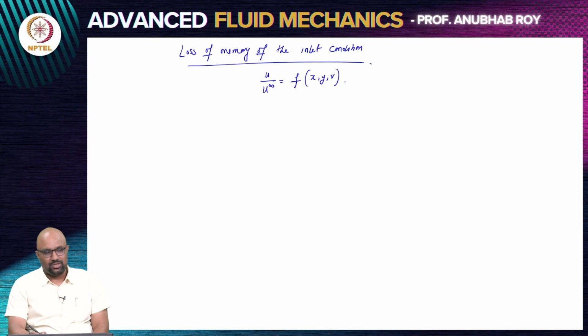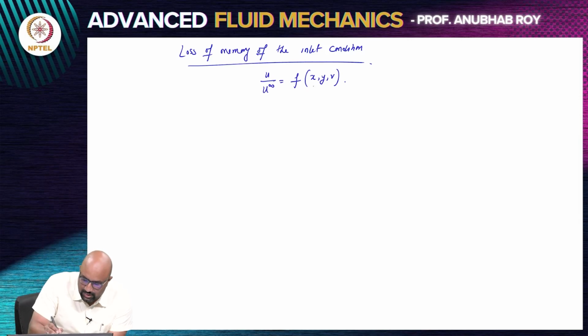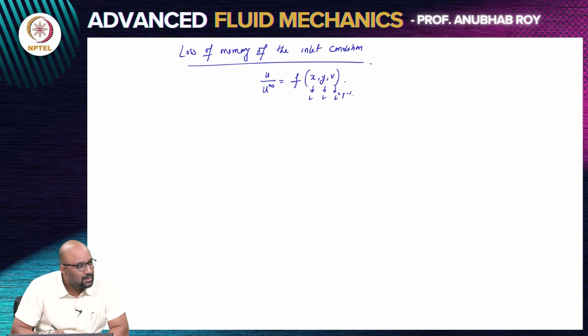Now x has dimensions of length, y has dimensions of length, and kinematic viscosity has dimensions of length square per unit time. So this has L, this has L, and this has L square T inverse. Whatever you might do, there is no way you can take a combination of x, y and the kinematic viscosity and get a non-dimensional variable. It's not possible. There is no way you can construct time using x and y.